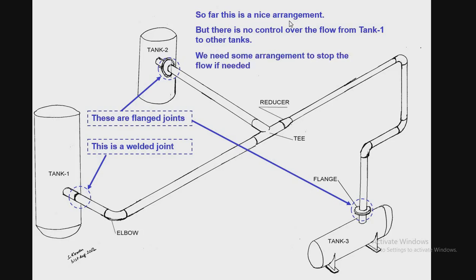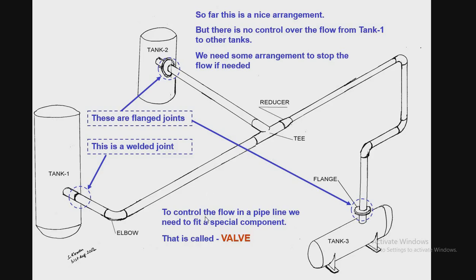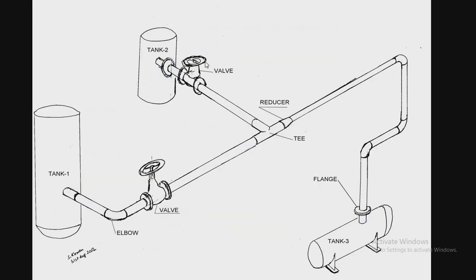So far this is a nice arrangement, but there is no control over the flow from tank number 1 to other tanks. No control for the flow. How to control the flow? We need some arrangement to stop the flow if needed. To control the flow in a pipe, we need to fit a special component. This is called valve. As we see here, this is valve to control the flow. Here, valve.